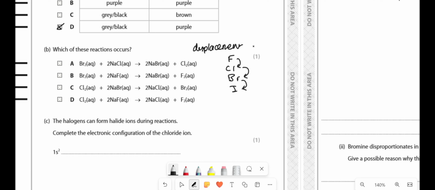So any one of these where you're seeing bromine becoming bromide and swapping, then you're fine. So the only one that does that is that, well, bromine can't become bromide and displace the Cl. It can't do that, so A's out. B can't do that. C can do that, so it's C. D can't do that.